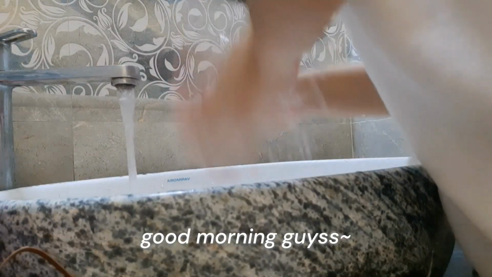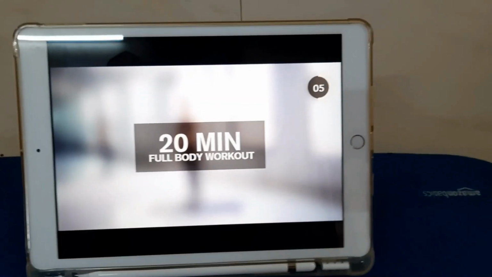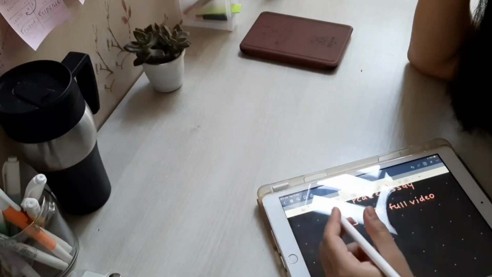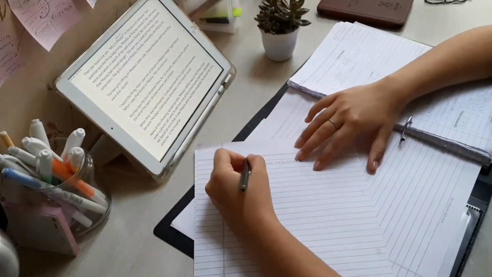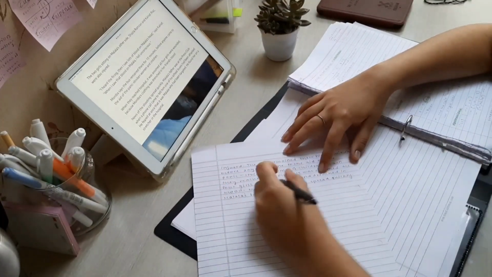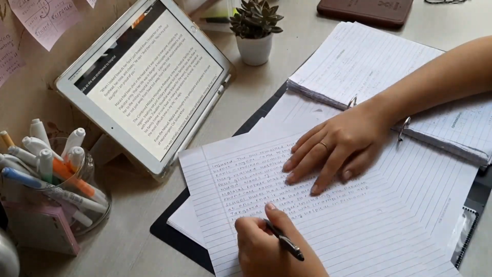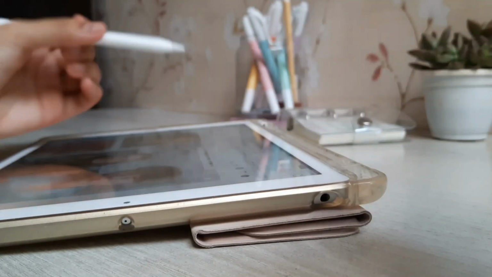On this day, I woke up at 7:30 and I started my day with some workout. After that, I took a shower and got ready for my classes. So the current update is that I am getting back to my routine, a productive routine which is helping me so much to be positive throughout the day, and I'm really happy for that.